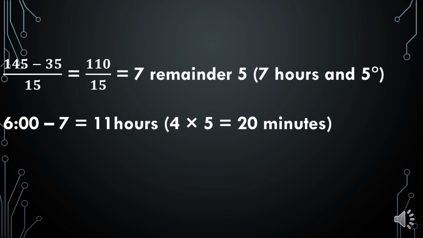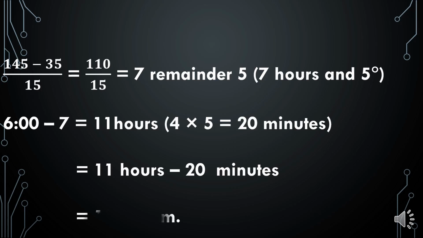In brackets, we're now going to convert our 5 degrees to minutes by multiplying 5 degrees by 4, because remember, 1 degree is equal to 4 minutes. When we convert our 5 degrees into minutes by multiplying it by 4, we get 20 minutes. Since we're subtracting, we now need to subtract our 20 minutes from our 11 hours. In other words, we're going back 20 minutes before 11 o'clock. This will give us a time of 10:40 p.m. So the time at 145 degrees west is approximately 10:40 p.m.